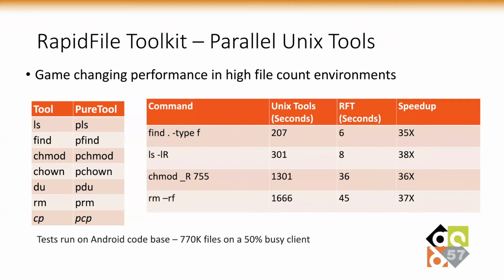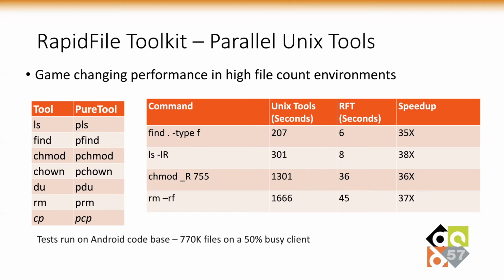The RapidFile Toolkit is basically the parallelized versions of Unix tools, as I mentioned before, and it's really providing some game-changing performance in these high file count environments. For example, the tools we have on the left here: LS has pure LS, Find has pure Find, all the way down the list. They are making big improvements in overall work processes.